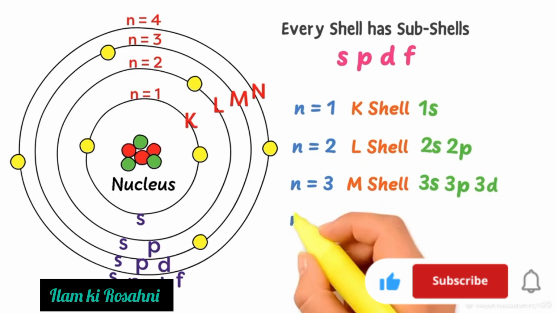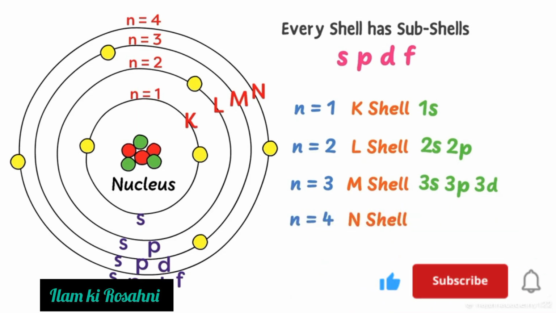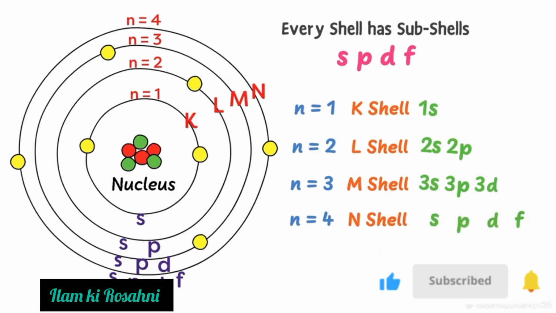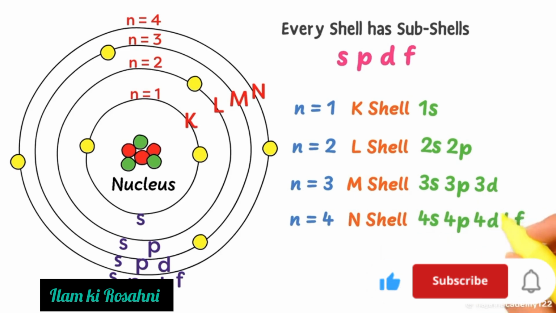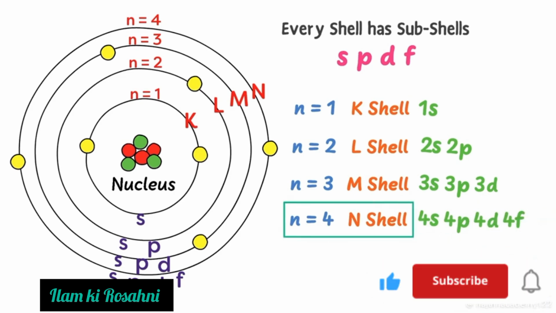Fourthly, I write n is equal to 4. It is the N shell, and we know that it has four subshells, S, P, D and F. I write 4 with S, P, D and F because they all belong to the fourth shell.